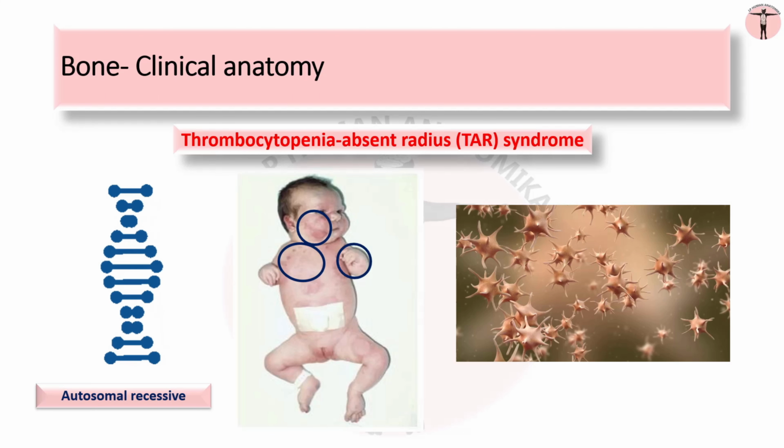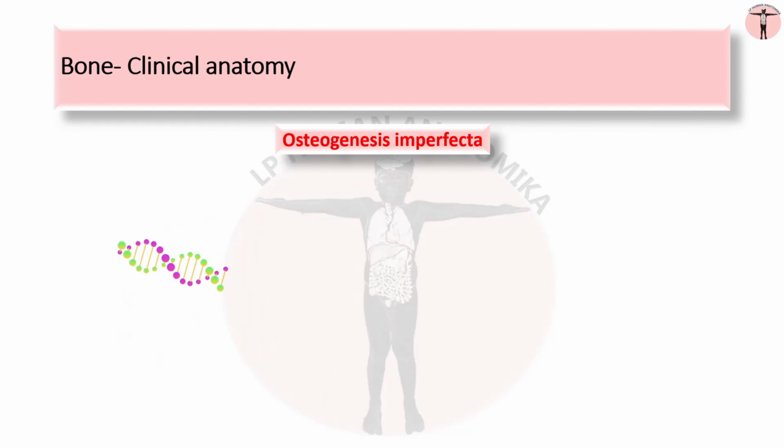Treatment for TAR syndrome typically involves supportive measures such as platelet transfusions to prevent bleeding, orthopedic surgery to correct limb abnormalities, and other interventions to manage associated medical conditions. Regular monitoring and follow-up care are important to manage potential complications and ensure the best possible outcomes for individuals with TAR syndrome.